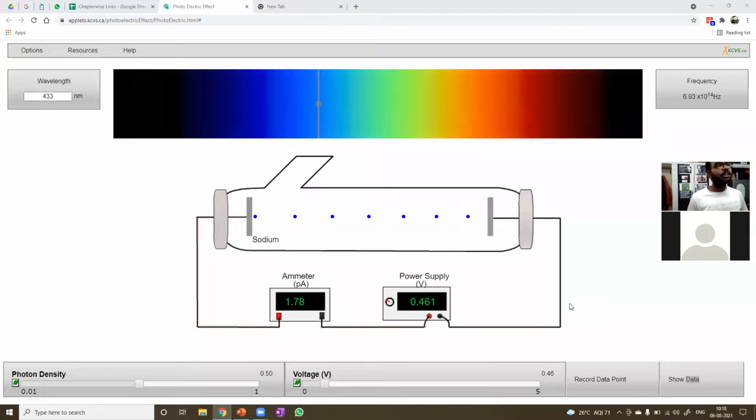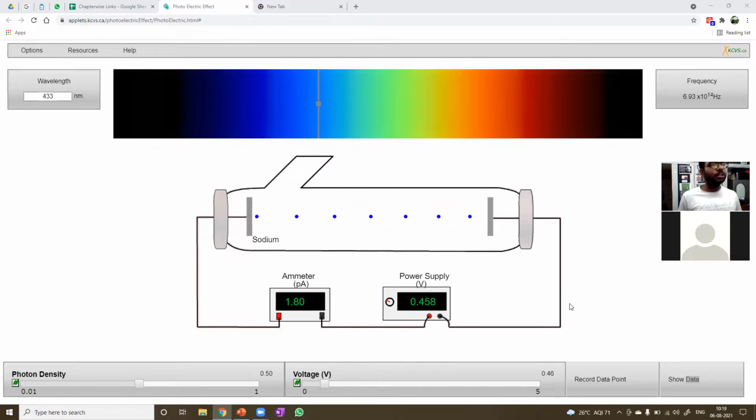Sriram Satvik is asking, due to stopping potential, electrons can't reach the other plate, so what happens to those electrons? They'll be wandering. They do not go into the metal surface because they were already ejected, but they cannot reach the other side either. They'll be wandering here and there.